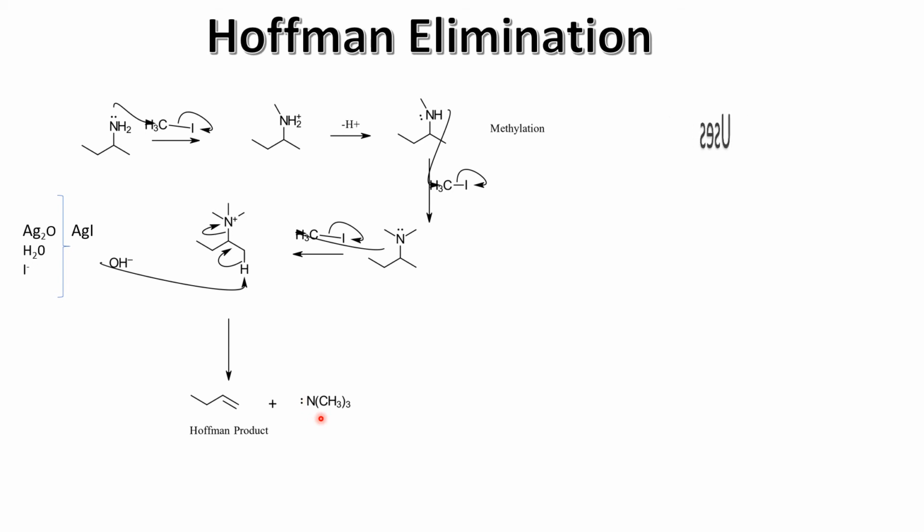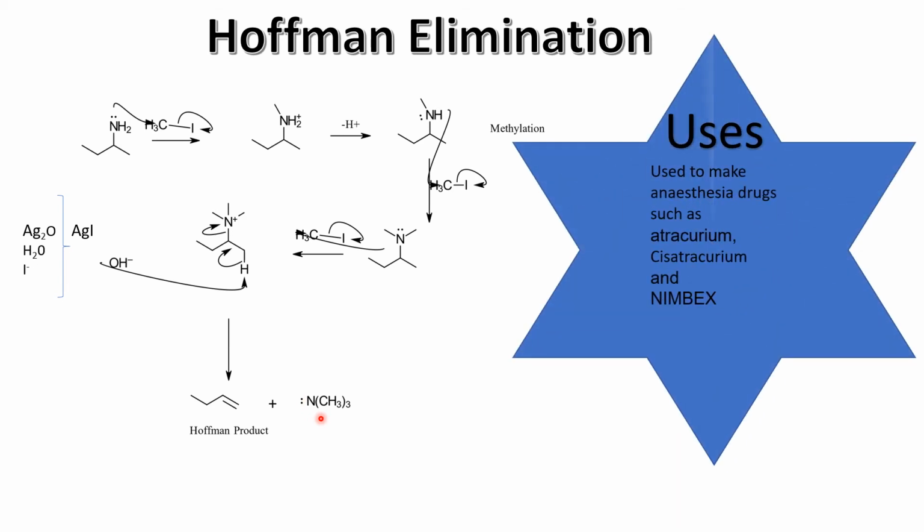So, uses for the Hofmann elimination. It's mainly used to make anesthetic drugs, to get rid of amines on certain compounds to make these drugs: atracurium, cisatracurium, and Nimbex, and they're just used for anesthesia.